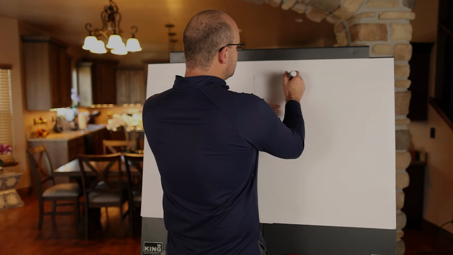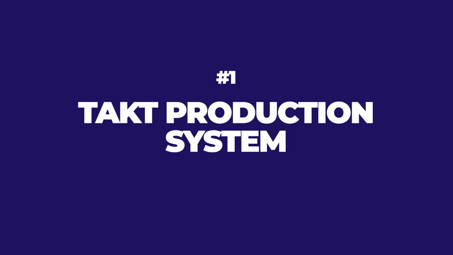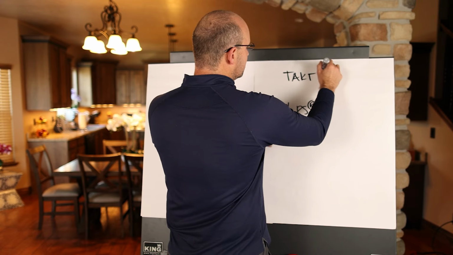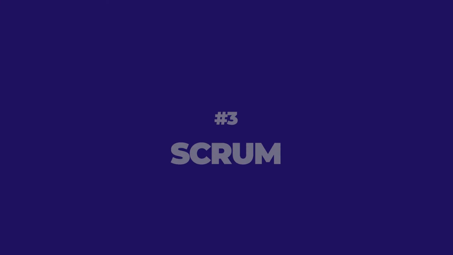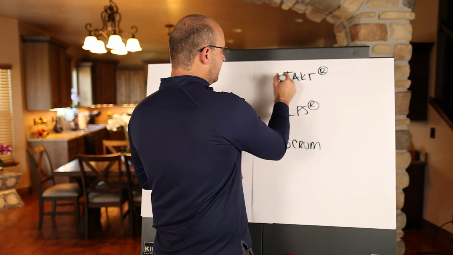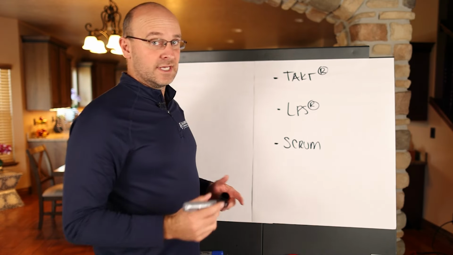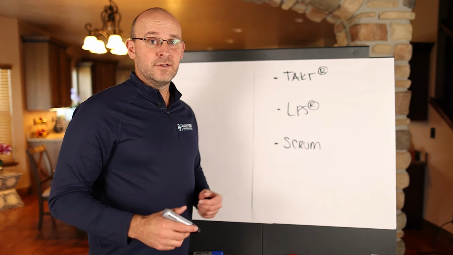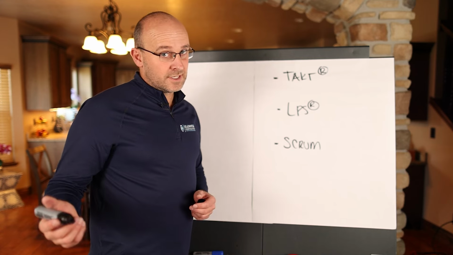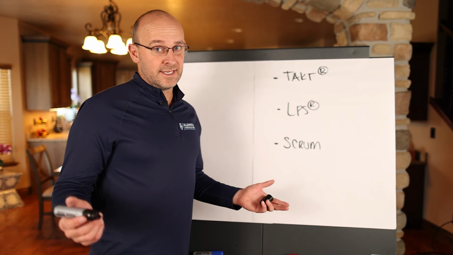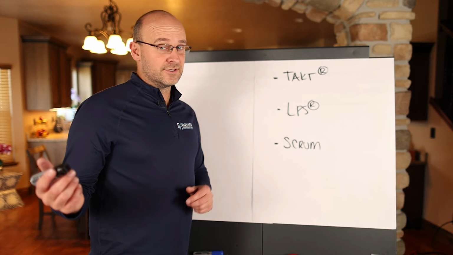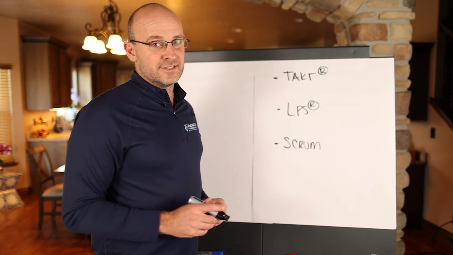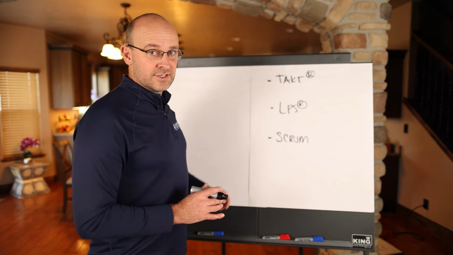So there's 3 main ones: TACT, last planner, and actually both of these, this is the TACT production system, and Scrum. These 3 are the key ones that I like to focus on. They're scheduling systems. There's lots of different tools like value stream mapping, Kaizen, pull planning, standard work, root cause analyses, Gemba walks, A3 thinking, choosing by advantages, and target value design, and just like a million other, not a million, but like dozens of others. Those are tools, but these are actually systems.